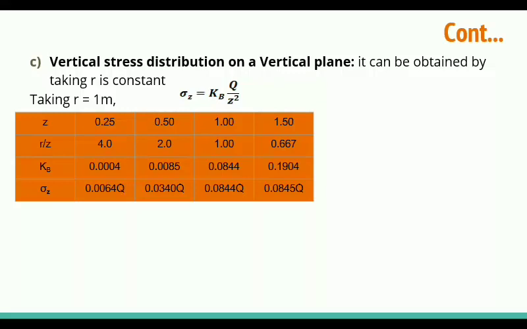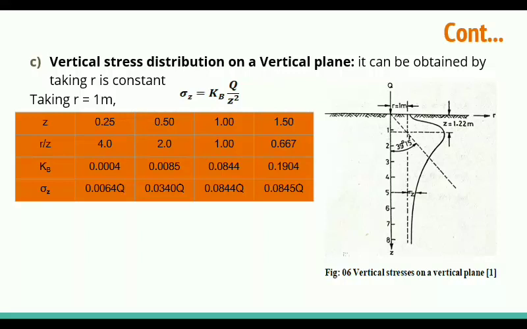So we have the R by Z ratio, then we can calculate the Kb value. So we can fill the third row, and by using the Kb, we can calculate the sigma Z value in terms of Q, and after putting this value in a graph, we can get this graph. So this is the graph of vertical stress distribution on a vertical plane.